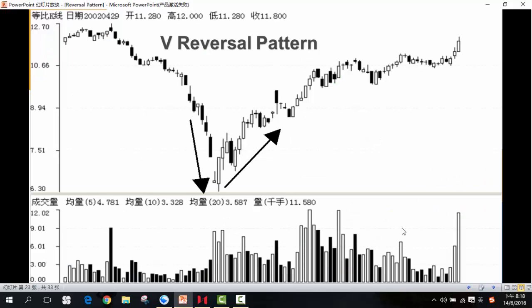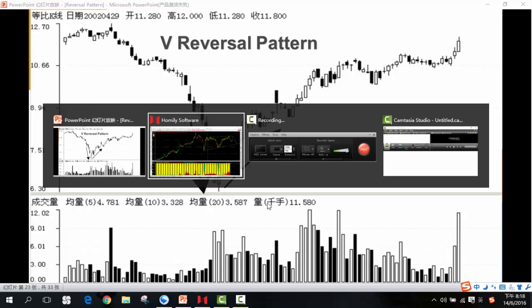Okay, so what does that mean? You see here, this is the V reversal pattern. The price sharply drops, then goes up sharply. So we see here how to judge whether this is a reversal pattern or not. Okay, then I will give you some examples.